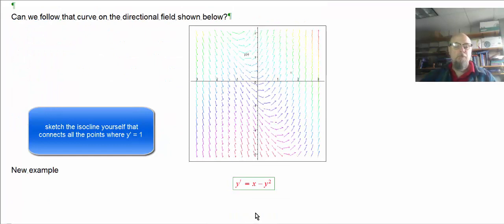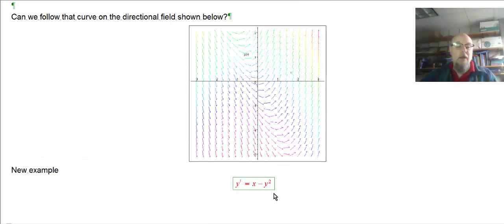A new example. Y prime is equal to x minus y squared. And I guess we can, right away, before we draw the direction field or have the machine draw the directional field to that, talk about nullclines.